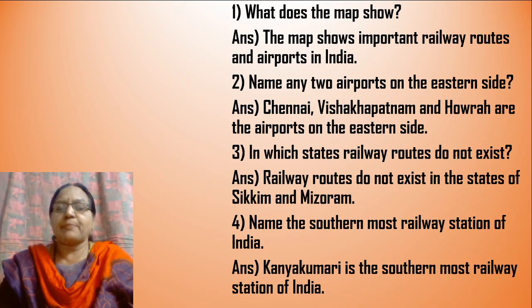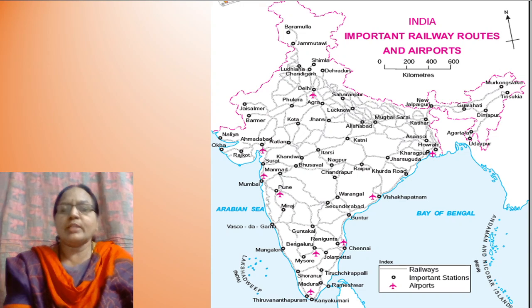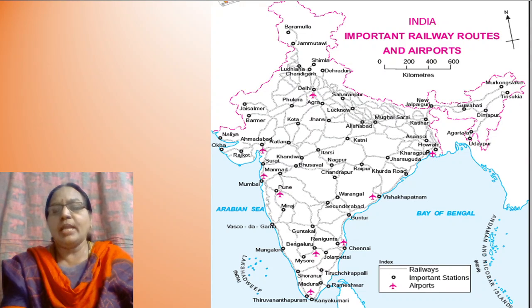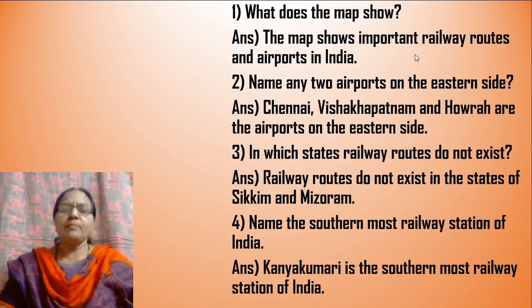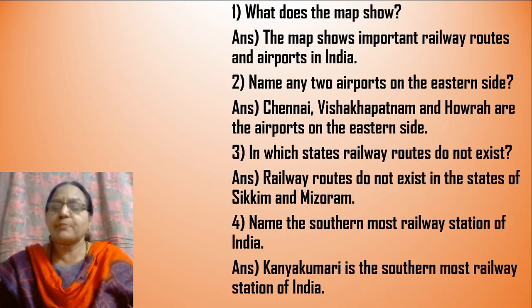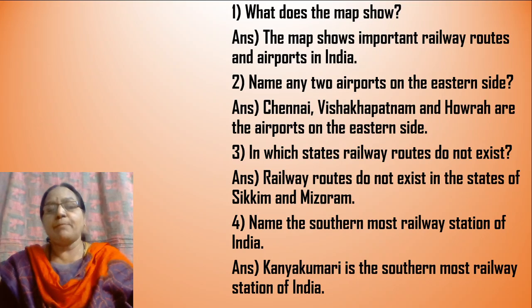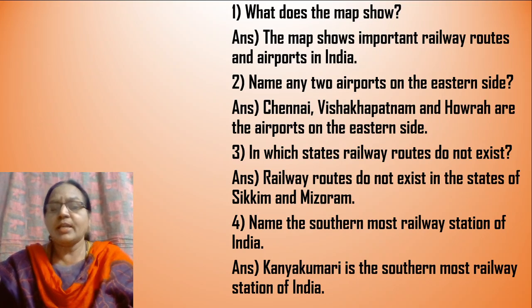What does the map show? Look at the name of this map here. What is it? Important railway routes and airports. So what does the map show? The map shows important railway routes and airports in India.